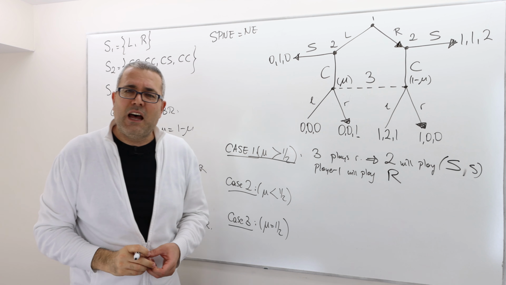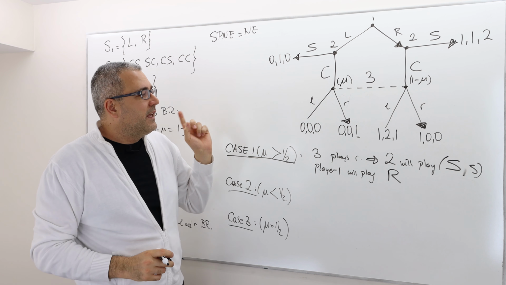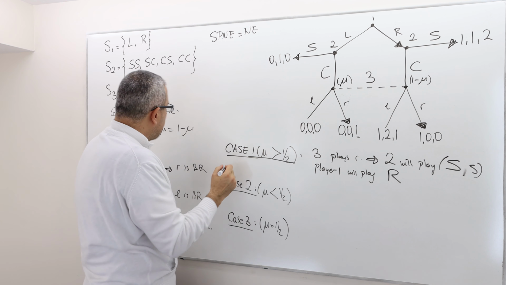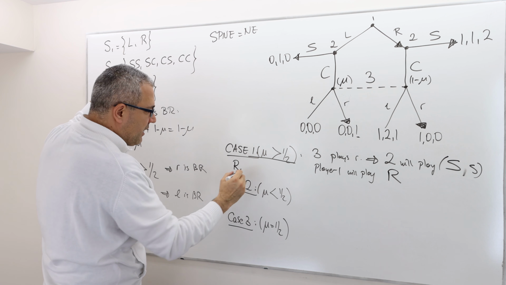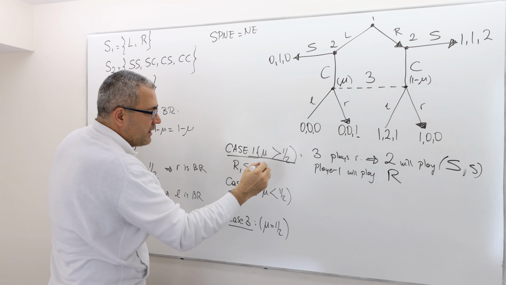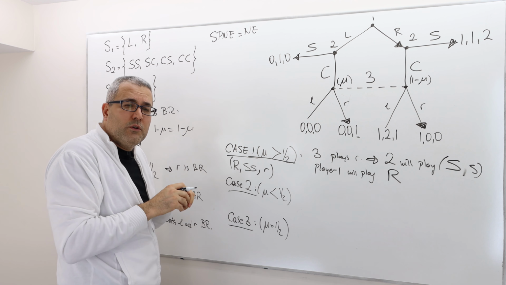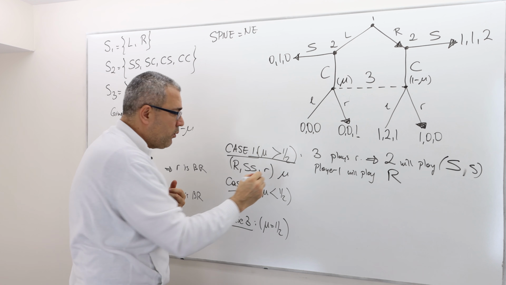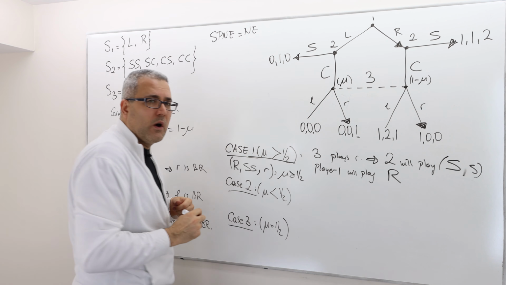Okay, so am I done? Does that mean that I actually found one PBE? Well, here I found the strategies. Let's write them. Player 1's strategy is R. Player 2's strategy is S and S. Player 3's strategy is small r. Very good. But in order to form a perfect Bayesian equilibrium, I need mu as well, right? A belief structure. Well, mu must be greater than or equal to 1/2.